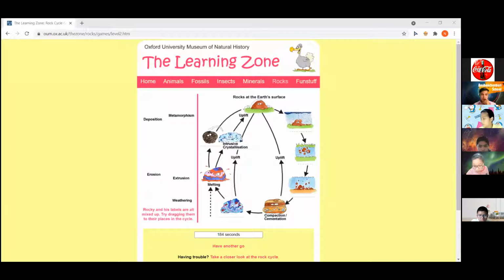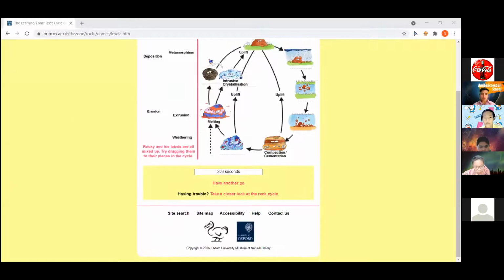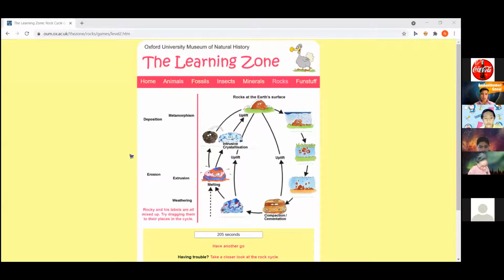What about the deposition, Chuntida? You need to put the correct words in the corresponding picture, okay? So we have weathering. Where is the picture of weathering? You drag the word, Chuntida. The words on the left, yeah, there. That's the words. Okay, drag it and put it to the corresponding, there.